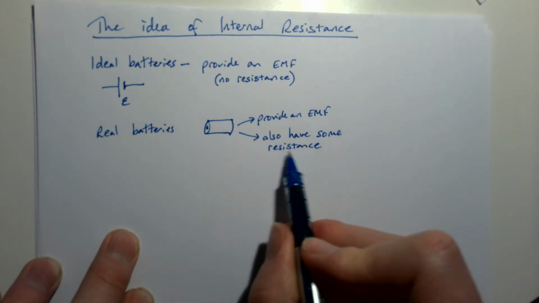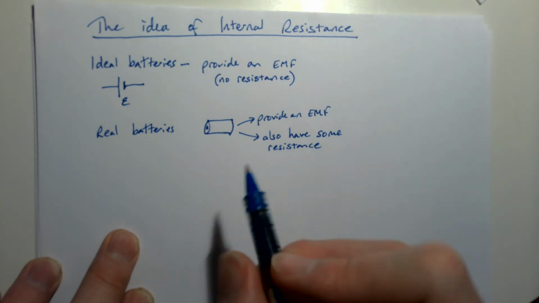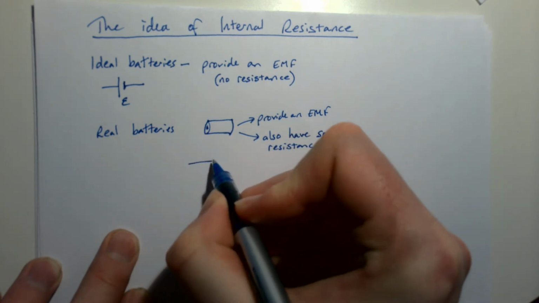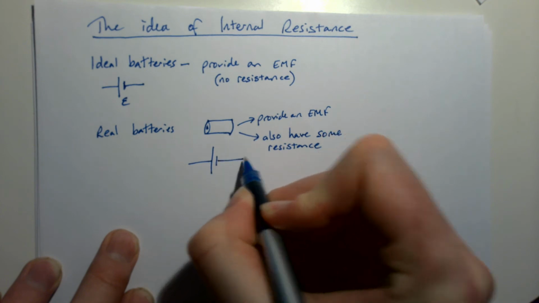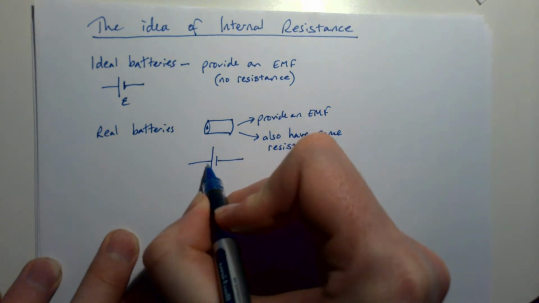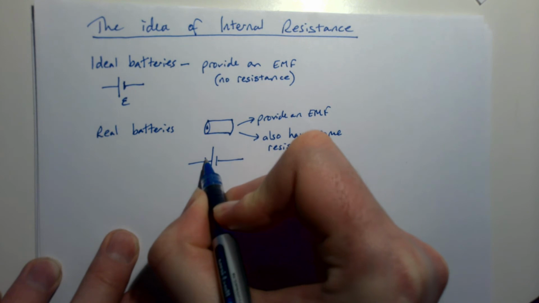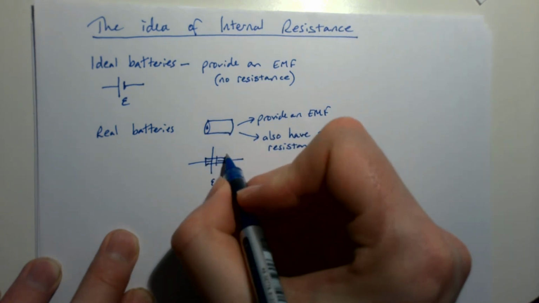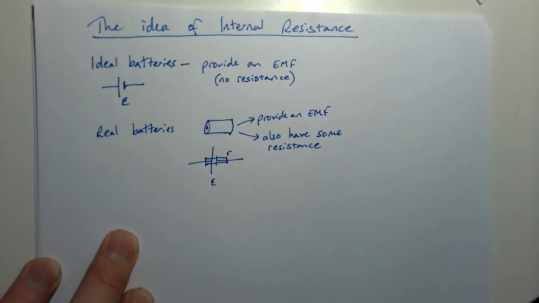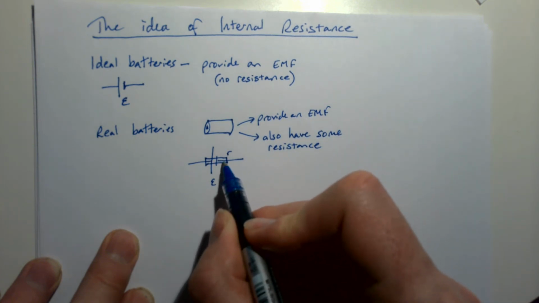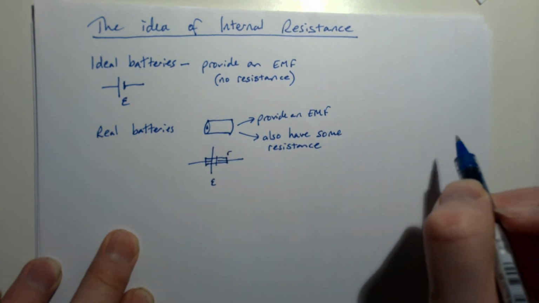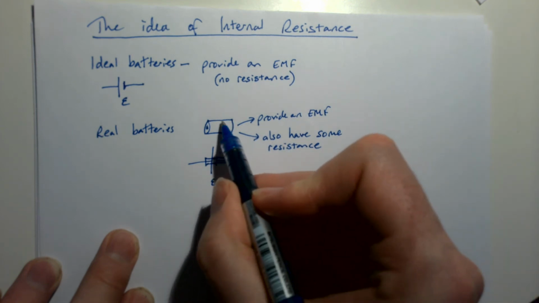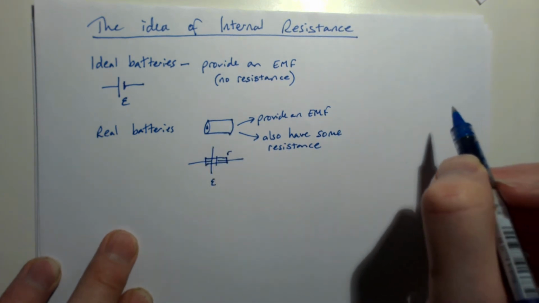So the battery's own resistance is internal to the battery. So perhaps a better symbol for a battery would be this, because it provides an EMF and at the same time it's got some resistance. So I've just added a resistor symbol, and the battery's internal resistance is often given the symbol little r, because the part of the battery that provides the EMF also adds some resistance into the circuit.